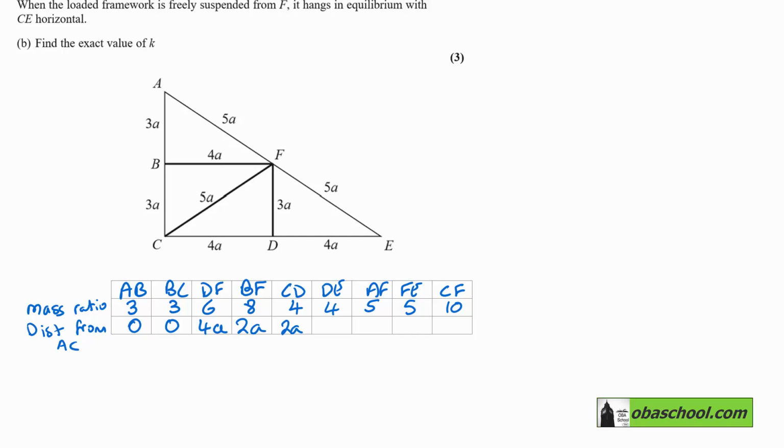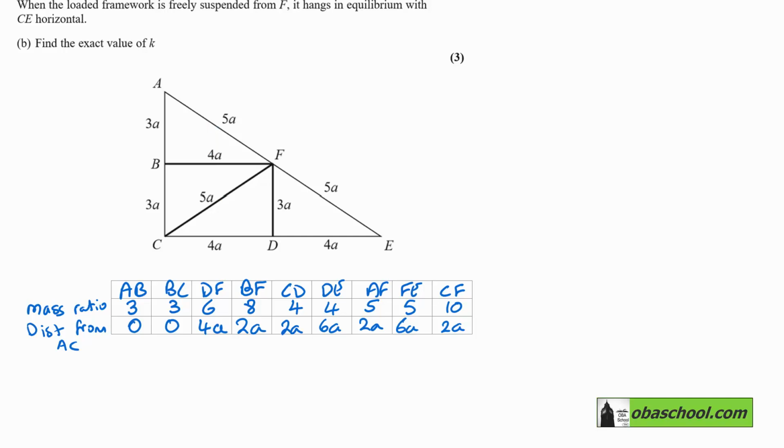DE is here, the center of that would be here, so that's going to be 4a plus 2a, so it's going to be 6a from AC. And then AF, that's going to be here, and we're after this distance, so that would be 2a. FE, that's going to be here, so it's going to be 4a plus 2a, so that's going to be 6a. And finally for CF, that distance would be 2a.